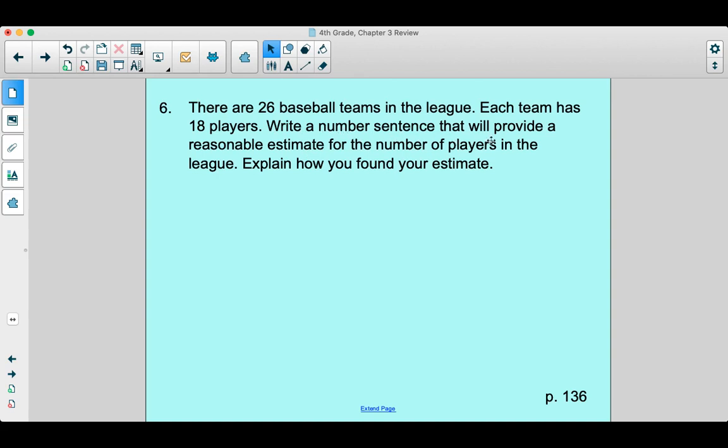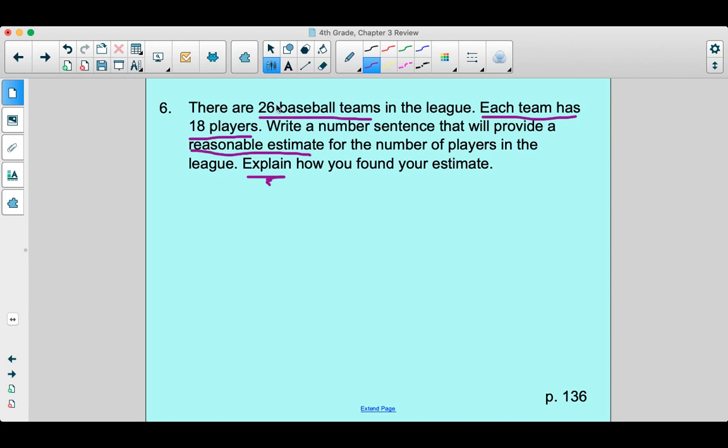Write a number sentence that will provide a reasonable estimate for the number of players in the league. Okay, so we're going for a reasonable estimate now. So we've got 26 teams. Each team has 18 players. And then we're writing a number sentence. That doesn't mean with words. That means with numbers. Number sentence that will provide a reasonable estimate. Okay. And then we have to explain. You're going to do that part. I'm not going to do all the writing to explain. You'll do that for yourself. All right. So what are you thinking?